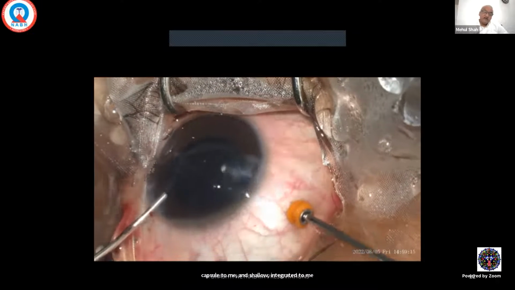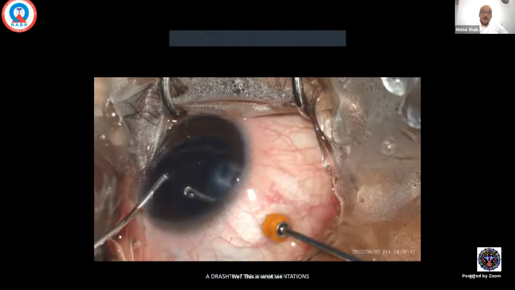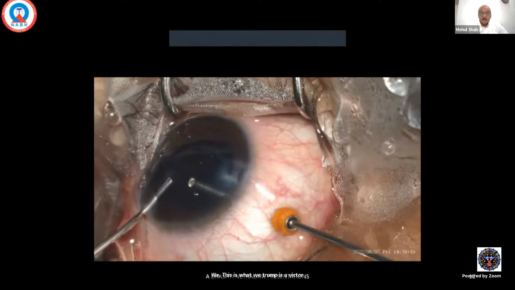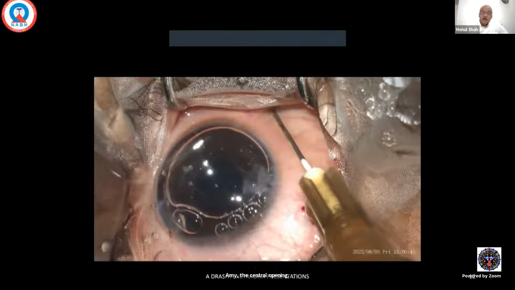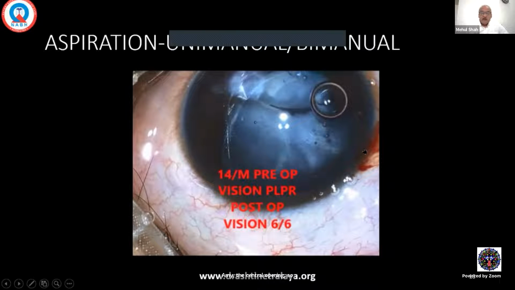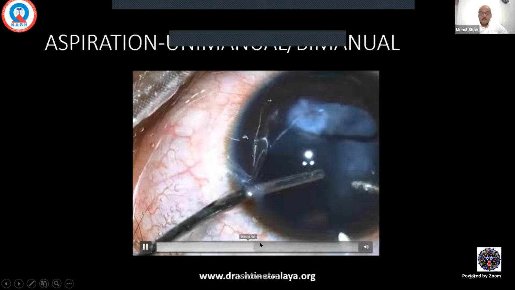This is what we term vitreorhexis. We make the central opening. This is another, same case. I will not go into further detail as it is the same.